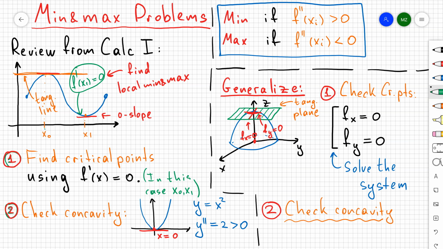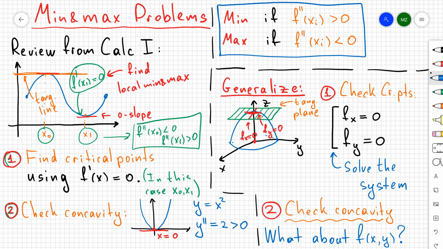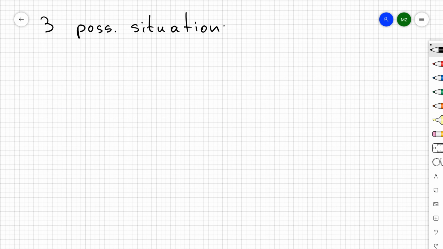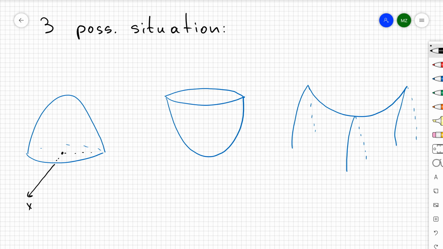And again, our second step is to check the concavity. You can see that in our previous example the second derivative was either positive or negative. But what are we going to do for multivariable functions, when we have a function f of x y? In general, we're going to have three possible situations. We're going to consider a paraboloid that points down, a paraboloid that points up, and a surface that looks like a saddle.